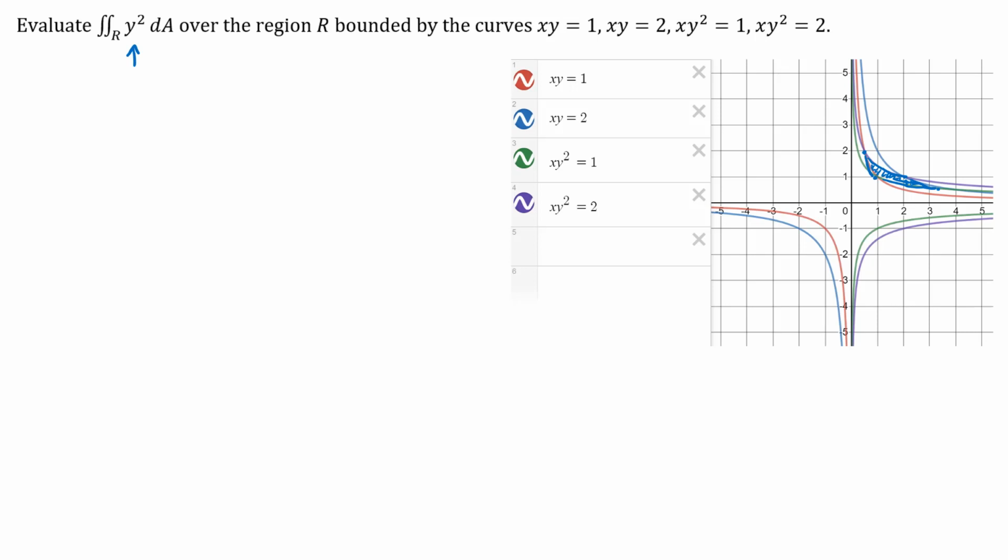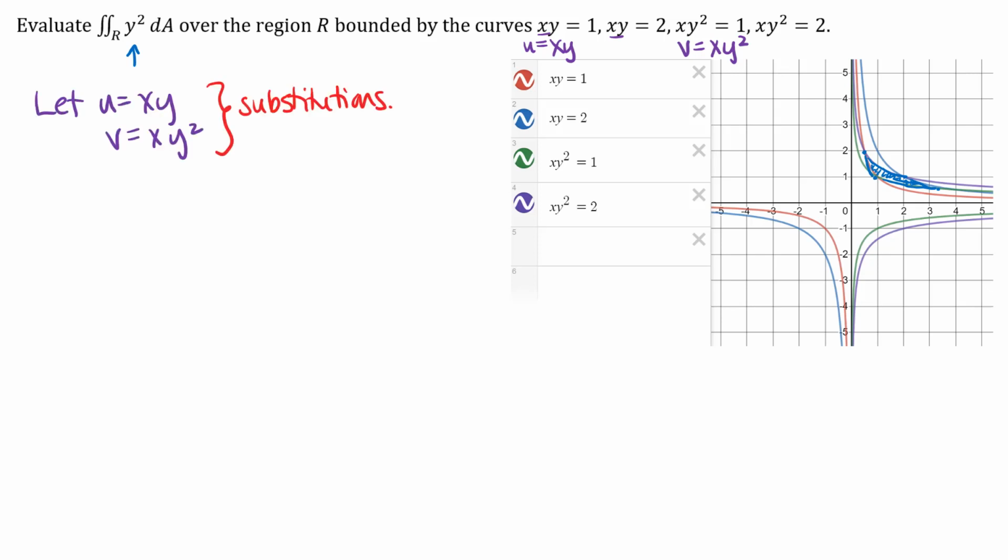Alright, so I'm going to make my substitutions this time based on the equations for the region. And I noticed that two of my equations are xy equals something, so I'm going to let u equals xy, and that'll take care of both of these. And then my other two equations are xy squared equals something, so I'm going to let v equal xy squared. Alright, so I'm going to write those over here.